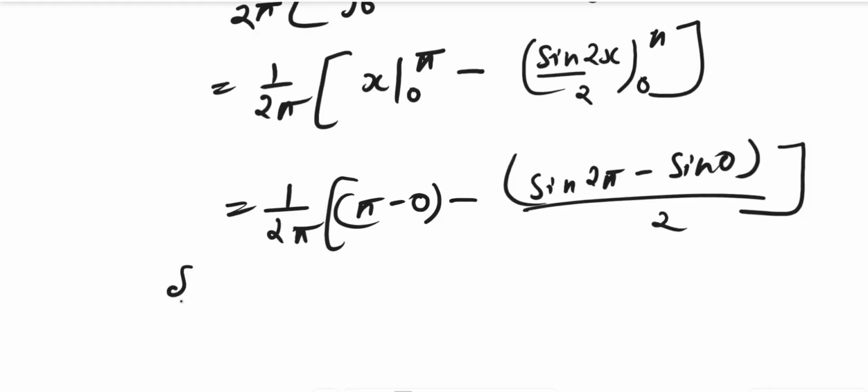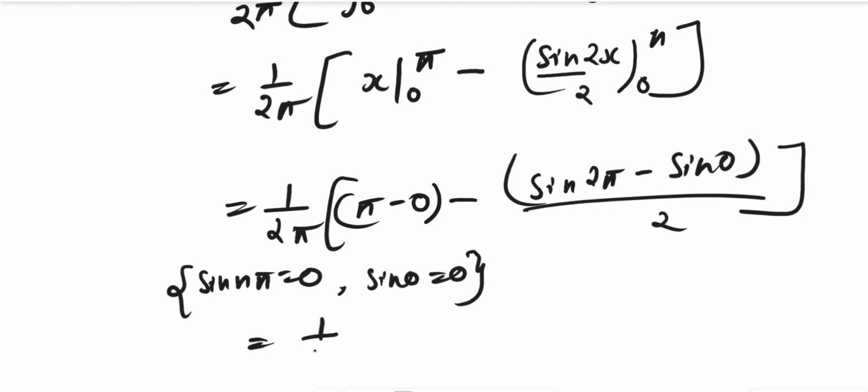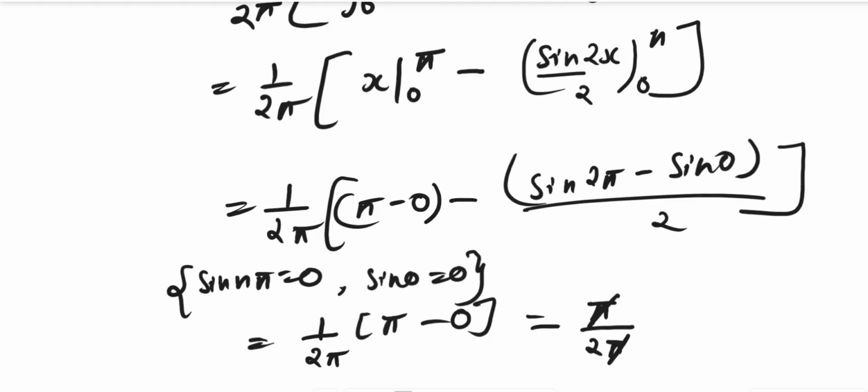Now since we know that sin n pi is equal to 0 for all integer n and sin 0 is also 0, this whole part becomes 0. So remaining is 1 upon 2 pi into pi, minus the whole part, which is 0. So it is pi divided by 2 pi. Pi and pi cancel, it is 1 upon 2. And this is the value for b1.